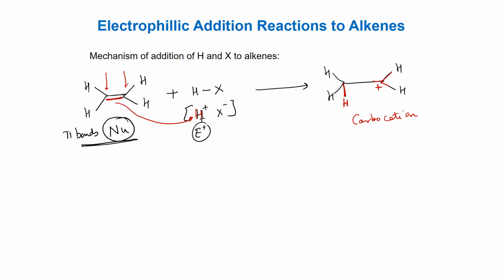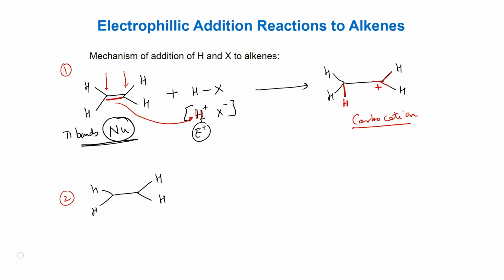So this is the first step in the reaction. You have identified the nucleophile and electrophile. The alkene is the nucleophile, H plus is the electrophile. The reaction will take place between the pi bond and H plus to form the carbocation. The second step in this reaction is the carbocation reacting with the X minus.